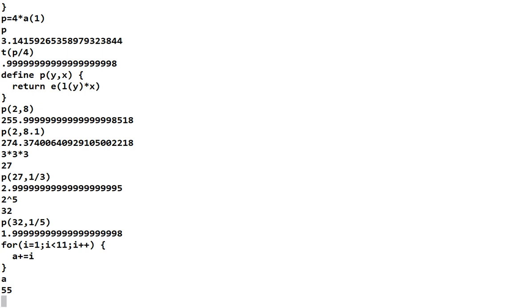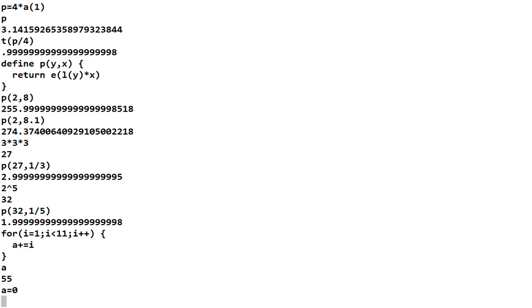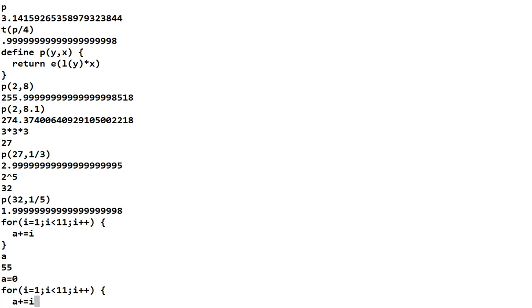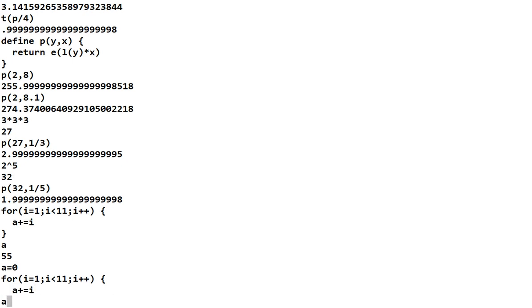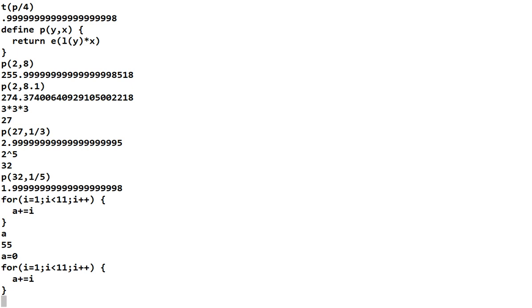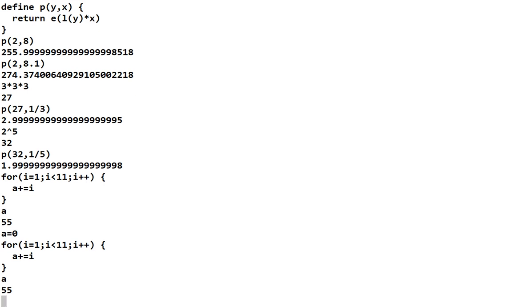It turns out when you start the program, the normal variables are initialized to 0, but you're right, we should initialize first if we were going to be better people and safer. And then we show A, and it's still 55, even when we initialize it. So we can do a for loop to do simple sums or simple products.